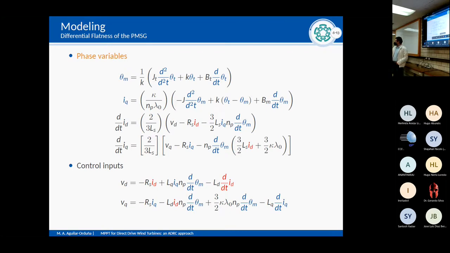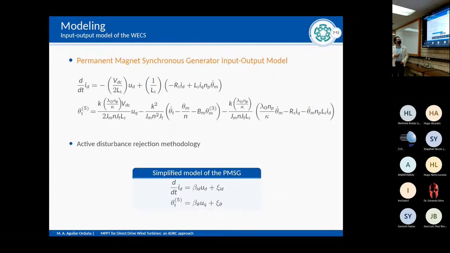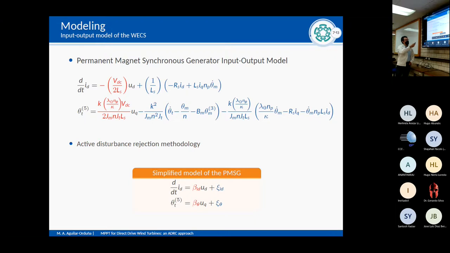Okay. Regarding all the equations of the system, we notice that all the phase variables can be expressed in terms of the angular position of the blades and the direct current Id. And the same occurs with the control inputs. So the direct current Id and the blade position qualify as the flat outputs of the system. Deriving the flat outputs, we can obtain the input to output model of the PMSG. And following the active disturbance rejection methodology, we lump into a total disturbance term all exogenous and endogenous disturbances affecting the plant, namely neglected dynamics, nonlinearities, and uncertainty of parameters. And finally, we work with this simplified model of the PMSG.